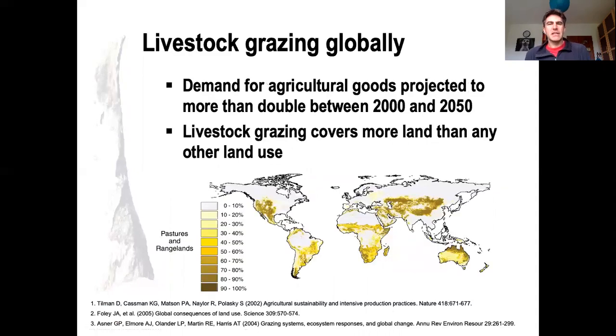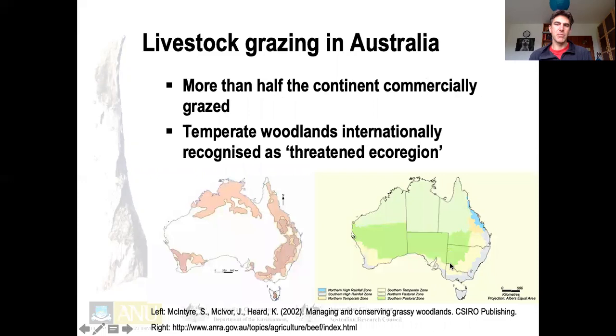Livestock grazing is a fascinating thing because globally, essentially no other human land use takes up more space than livestock grazing. And the demand for agricultural goods is projected to more than double between 2000 and 2050. So this influences both arable land, but also livestock grazing is a major land use around the world. If we take a look at a continent like Australia, almost the entire continent is grazed commercially to some extent. Some parts have a lot of commercial grazing, and some parts have a little bit less commercial grazing.